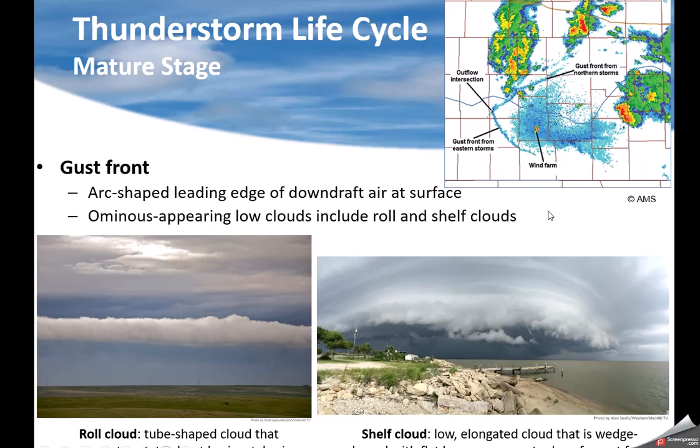This is just a picture. On this radar, you can actually see what literally is an outflow from a thunderstorm, this thunderstorm.